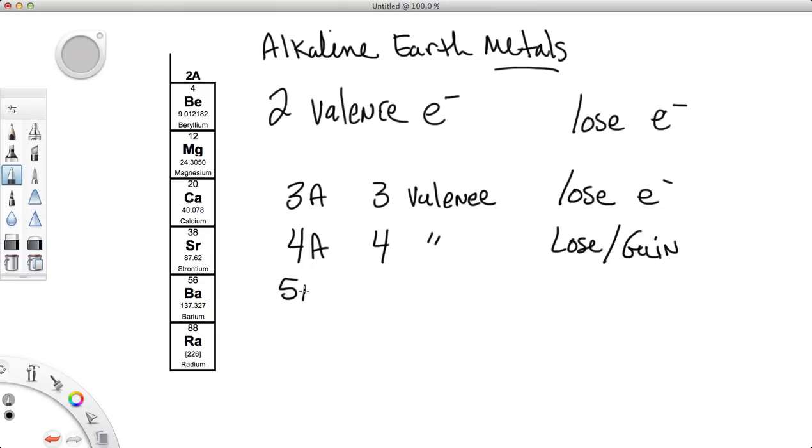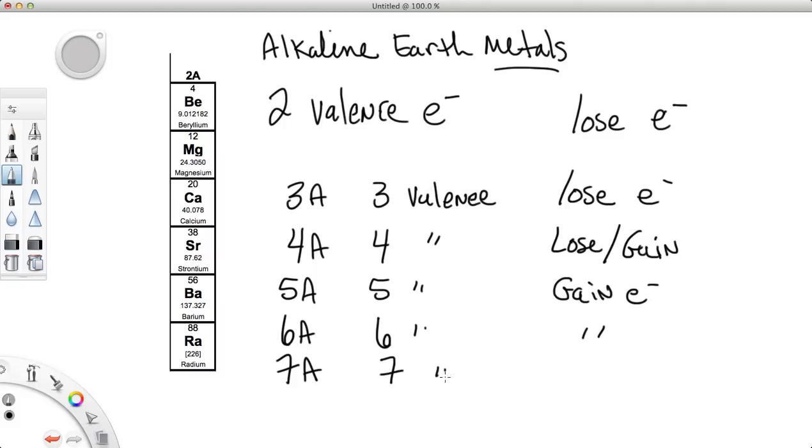Group 5A has 5 valence electrons. These elements only gain electrons. 6A has 6 valence electrons, and they also only gain electrons. 7A, the halogen group, has 7 valence electrons, and again, they only gain. And the last and final group is the 8A, which is the noble gases. They have 8 valence electrons. They do nothing. They do not lose or gain electrons at all.